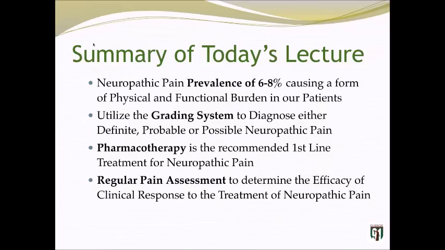So in summary, we just want to emphasize the following: the neuropathic pain prevalence of 6 to 8% in the general population, and this would cause both physical and functional burden in our patients. Utilize the grading system 1 to 4 in diagnosing whether we have a definite, probable, or possible neuropathic pain. Pharmacotherapy is a recommended first-line treatment for neuropathic pain. And finally, we need to regularly assess our patients to determine the efficacy of our treatment of neuropathic pain.